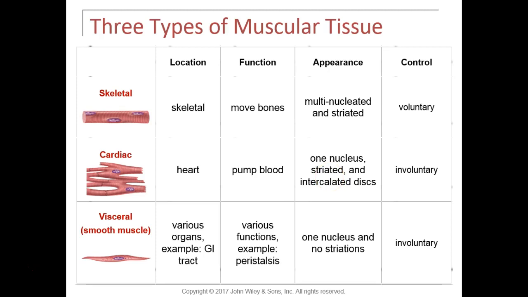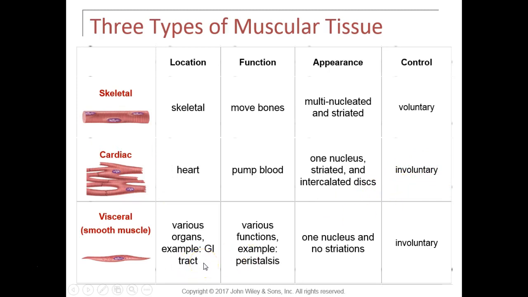And unlike skeletal muscle, they have these dark, thick staining transverse lines that you can see here. These are called intercalated discs, and that's where the adjacent cardiac muscle cells join together. And you do not have voluntary control over your heart, so we say it's involuntary.